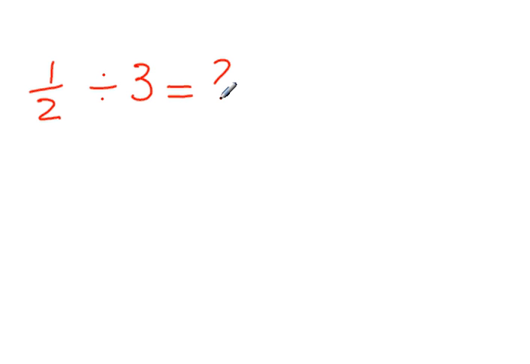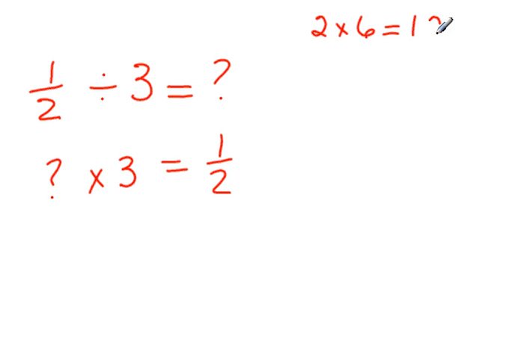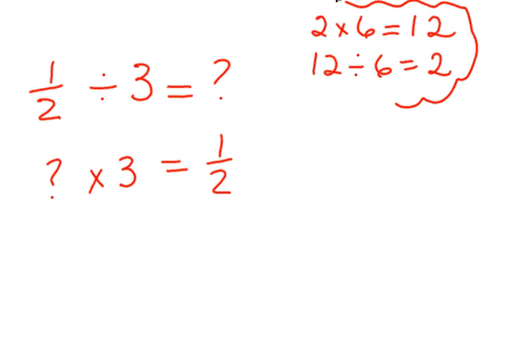Now, let's also keep in mind that 1/2 divided by 3 could be seen as a multiplication problem of what times 3 would equal 1/2. Because, again, these are inverse operations. Just the same as I would use 2 times 6 to find 12, I could do 12 divided by 6 and find 2. So this is just some thought to keep me grounded in whole numbers to understand my fractions.